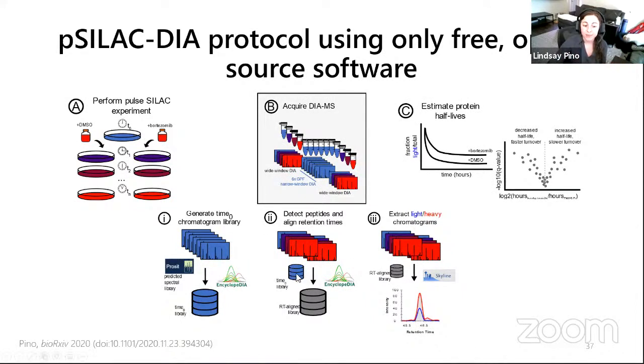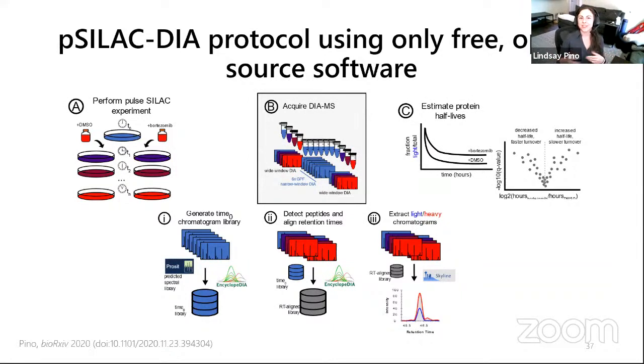Then, using that time 0 library, again in EncyclopeDIA, I detect all the peptides in all of my samples throughout the pulse SILAC time course. And what that does is it performs a retention time alignment for me. So now I have all of the peptides that are detected and the retention times aligned. And now I can use Skyline to pull in those chromatograms for the light and the heavy paired proteins. This is very quick to do in Skyline. You guys are all becoming Skyline experts now.